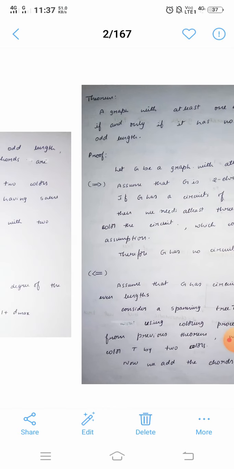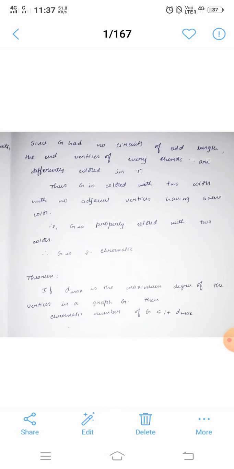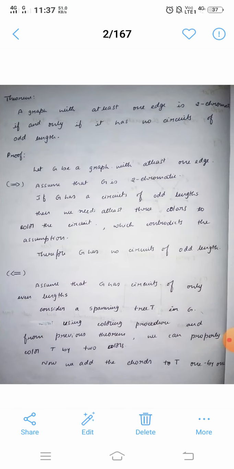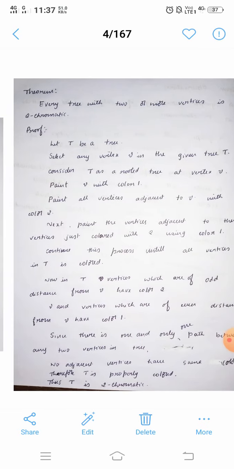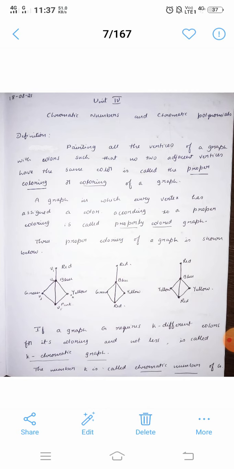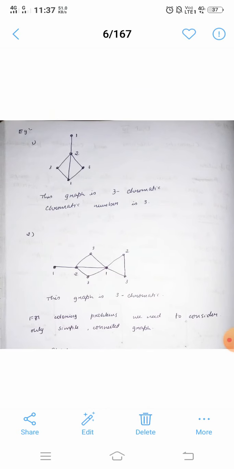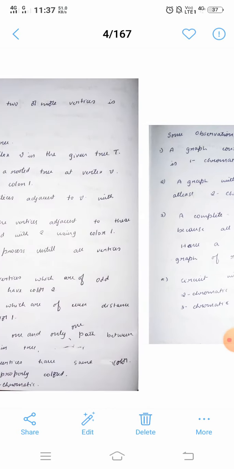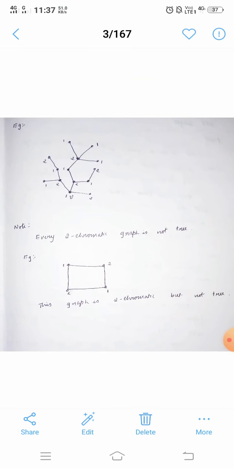Okay, with this we have completed today's class. Tomorrow I will continue the chromatic number concept itself. I hope you understood. We have seen proper coloring, chromatic numbers, an example for that, some observations, and we proved 2 theorems.